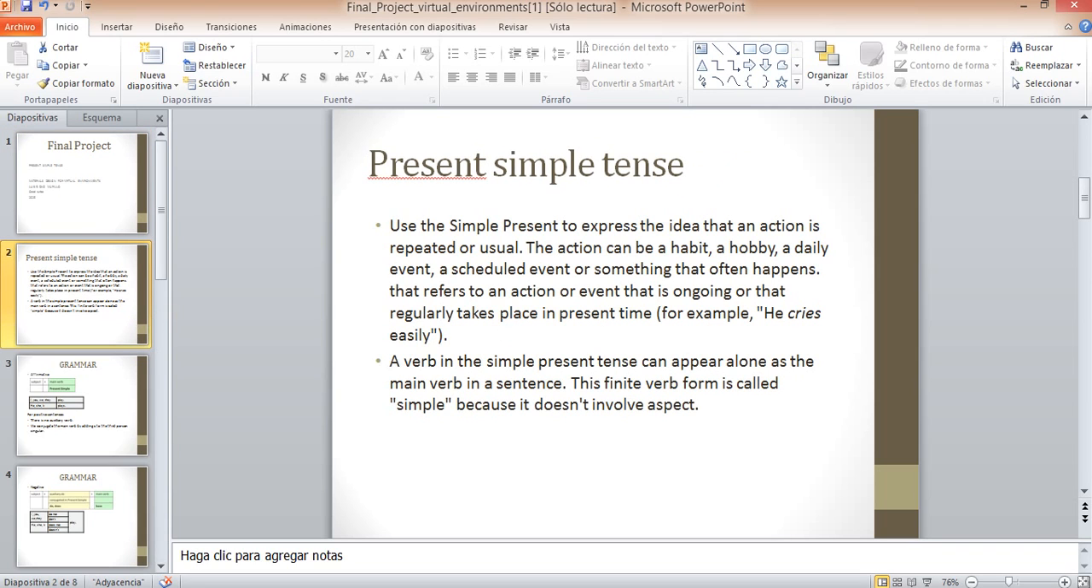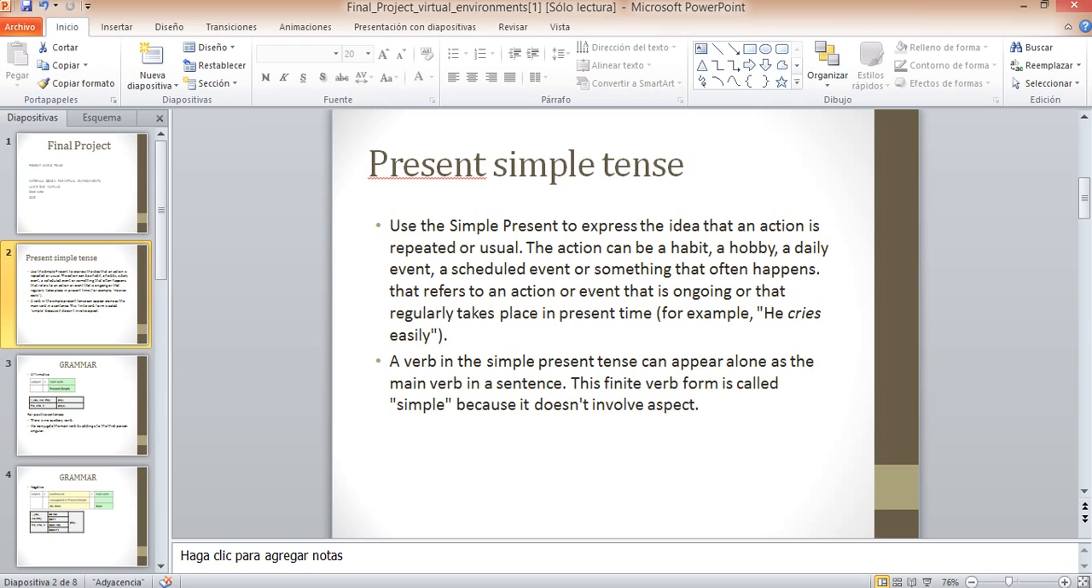The present simple tense is used to express the idea that an action is repeated or usual. The action can be a habit, a hobby, a daily event, a scheduled event, or something that often happens. That refers to an action or event that is ongoing or that regularly takes place in present time. For example, he cries easily.